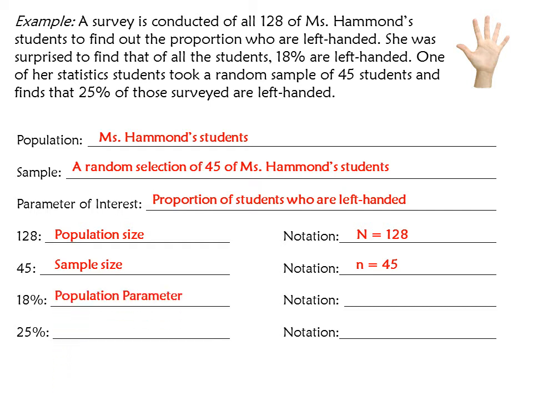18% is the population parameter. Since this is a proportion, we use the letter P to denote the proportion, 0.18. 25% came from the sample, that is a statistic. The symbol that we use for a proportion that comes from a statistic is called p hat.